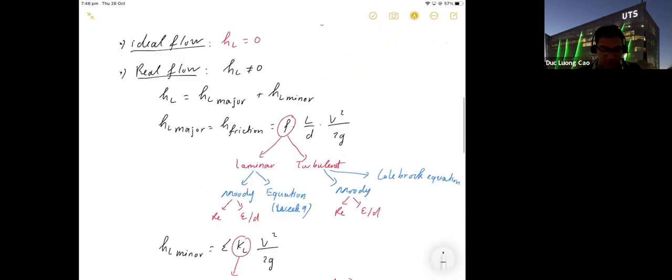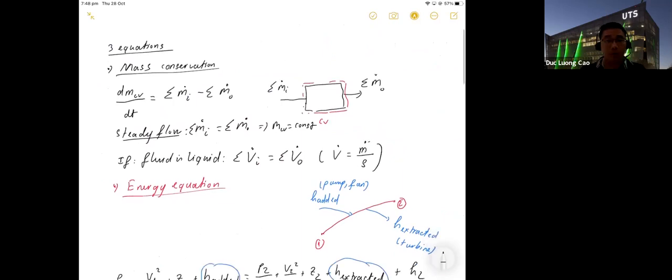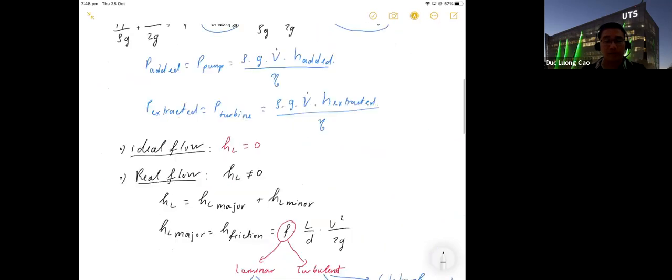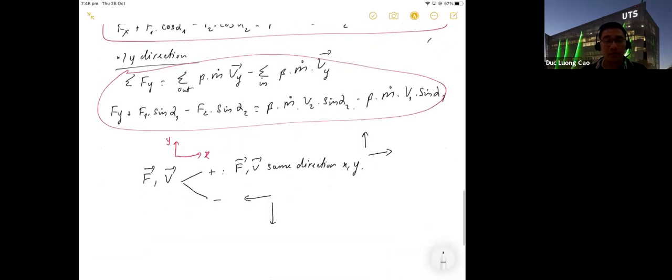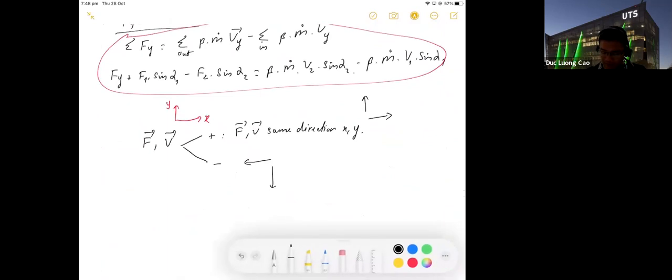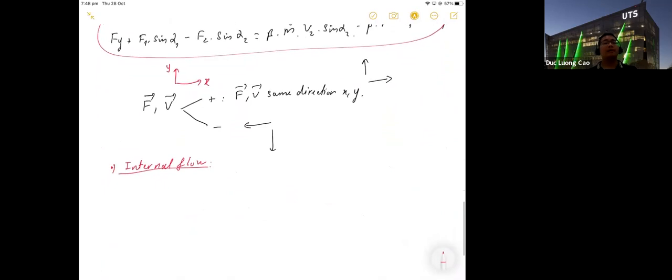Firstly, do you have any question about the three equations here? We have three equations: mass conservation, energy, and momentum. Any question? Okay, the equations are fine. So after that, internal flow.